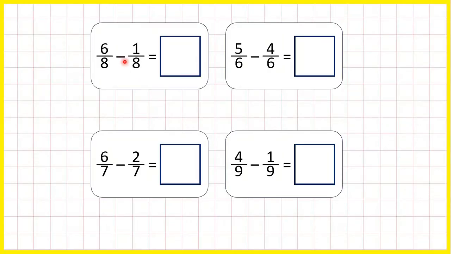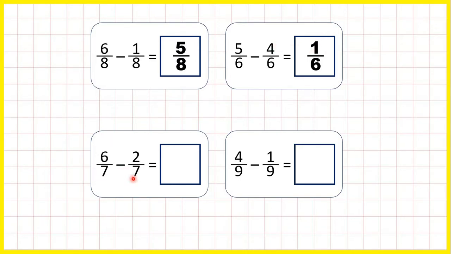Now we're subtracting fractions with the same denominator. And just like when we were adding fractions, the most important thing to remember is that the denominator stays the same in our answer. So 6/8 minus 1/8 is 5/8 because the denominator stays the same and 6 minus 1 is 5. Now we have 5/6 minus 4/6. So that's 1/6 because the denominator stays the same and 5 minus 4 is 1.